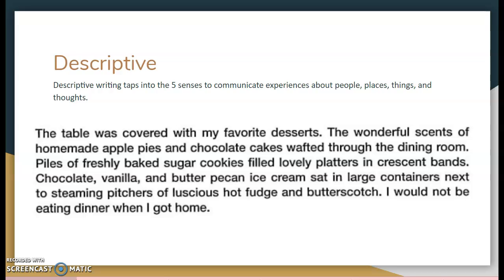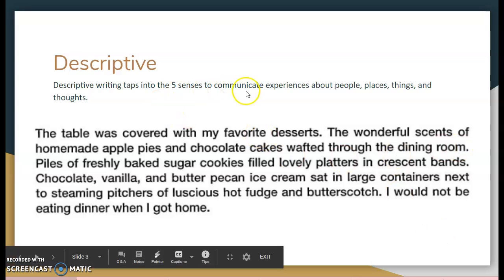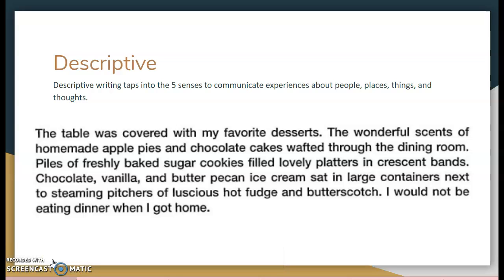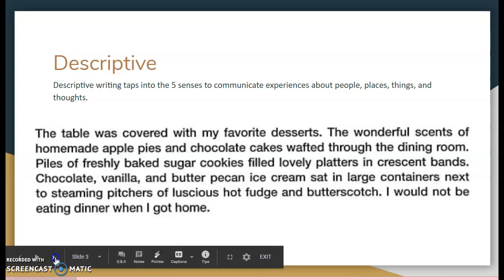So obviously in this descriptive paragraph, we have the author who brings you in to make you smell the yummy pies and desserts, and makes you even kind of want to eat it, right? It makes you want to go get some ice cream and hot fudge. So descriptive writing, again, uses those five senses, gets you thinking specifically about what it is to describe it.